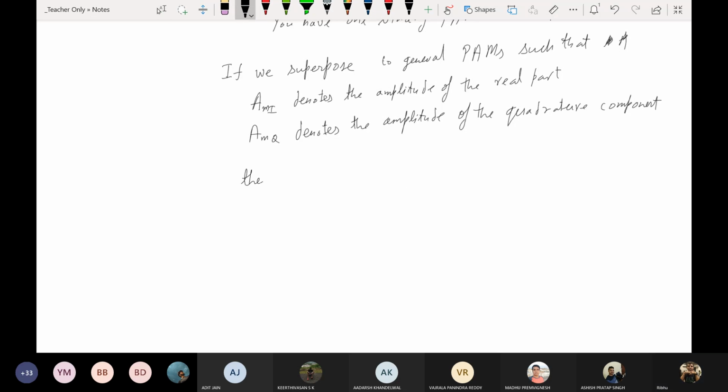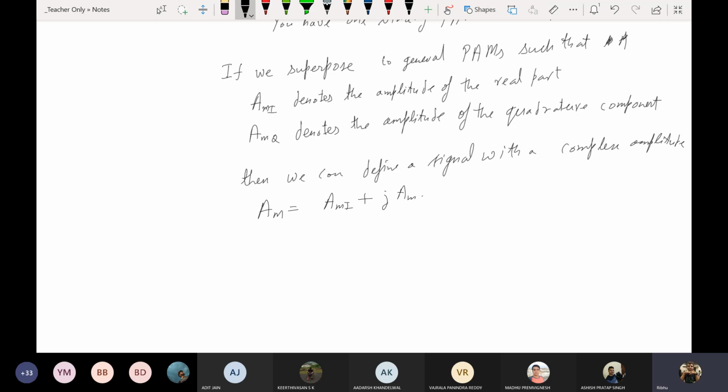then we can define a signal with a complex amplitude AM equals AMI plus j AMQ, and this is small m everywhere. Don't get carried away by my bad handwriting.